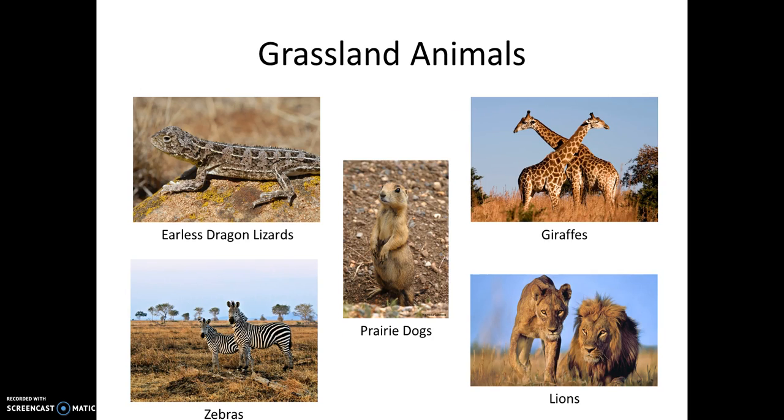Some animals that are found in the grassland, you have the earless dragon lizard, the zebra, prairie dog, giraffe, and lions. Very characteristic of what you think of grassland. Think of the Lion King. And they are all well suited to feed on the shrubs that you can get there as well as the trees.